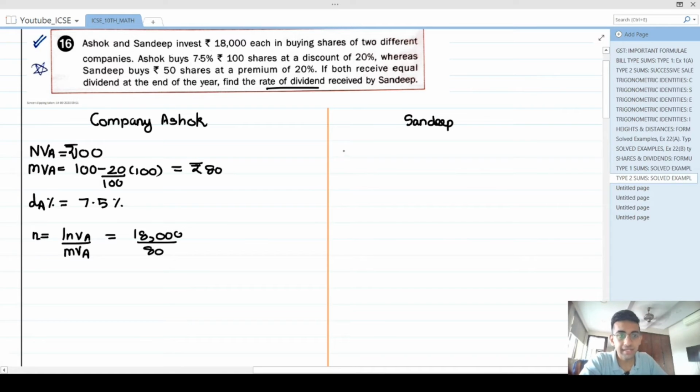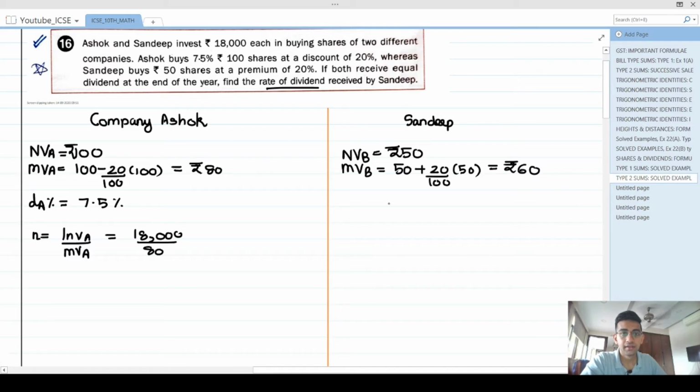Whereas Sandeep buys NVB, he buys nominal value or face value of 50 at a premium of 20%. So his MVB will be 50 plus 20 upon 100 of 50. This is rupees 60 total. Investment B is equal to 18,000 only. So NB will be 18,000 upon MV of B, that's 18,000 by 60. Leave it here. If both receive equal dividend at the end of the year, calculate rate of dividend by Sandeep.